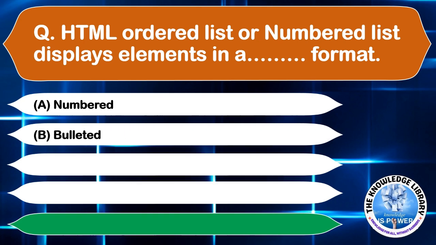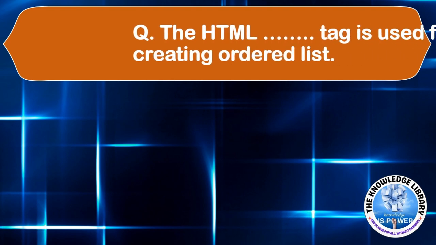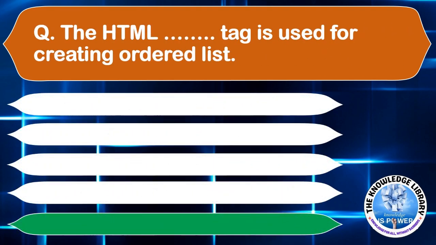The next question is, HTML ordered list or numbered list displays elements in a dash format. Option A, numbered. Option B, bulleted. Option C, both A and B. Option D, none of these. The correct answer is option A, numbered.